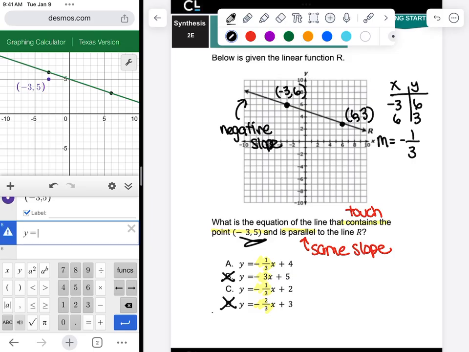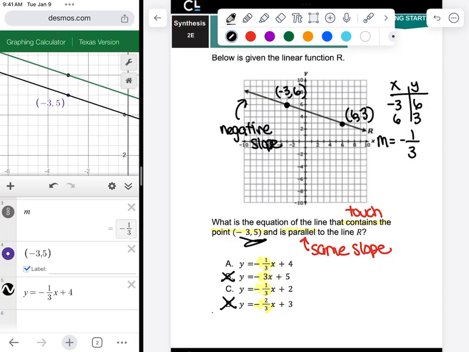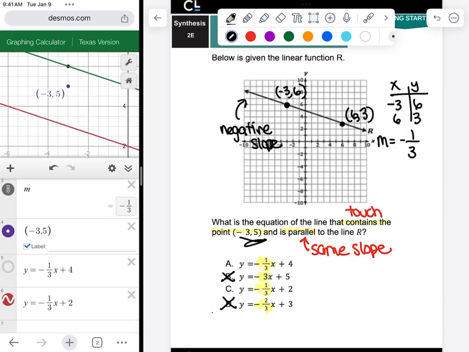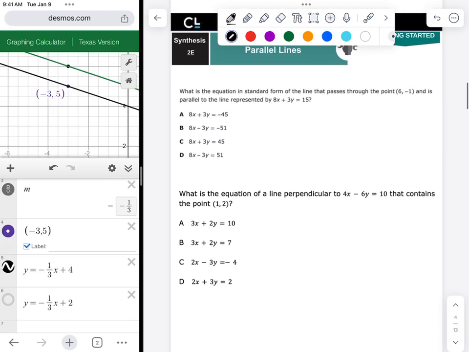Answer choice A is y equals negative 1 divided by 3 x plus 4. I can see that's parallel. I can see it touches the point. I like it. Let me put C in just in case. Negative 1 divided by 3 x plus 2. That clearly does not touch that point, negative 3, 5, so the answer is A. Boom shakalaka. Whoop, there it is. Two more, y'all. Two more.